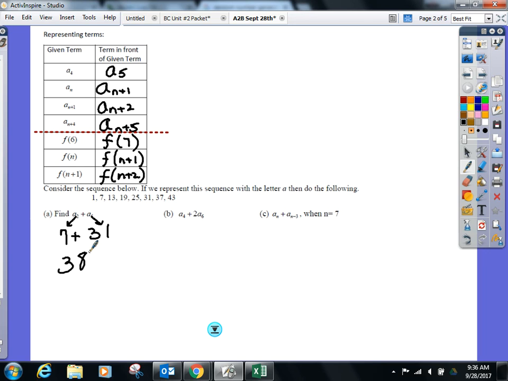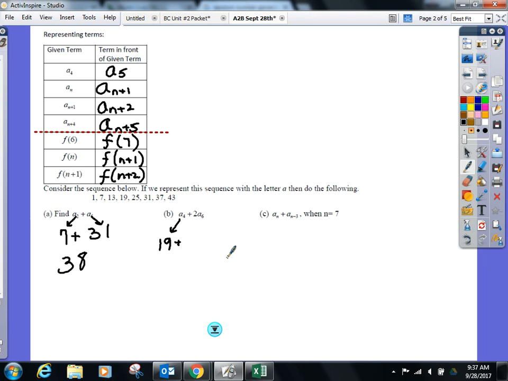Before we get a little bit more complicated with this terminology, how are we doing? Good? Okay, next one. This signifies the 4th term, which is 19. Okay, now we did a little change-up on you. What's this telling me to do right here? This whole thing, 2a subscript 6. Where do you go?